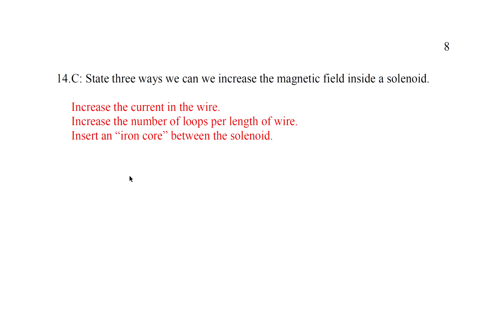Question 14, state 3 ways we can increase the magnetic field inside a solenoid. We could increase the current in the wire, increase the number of loops per length of wire, or insert an iron core inside the solenoid.